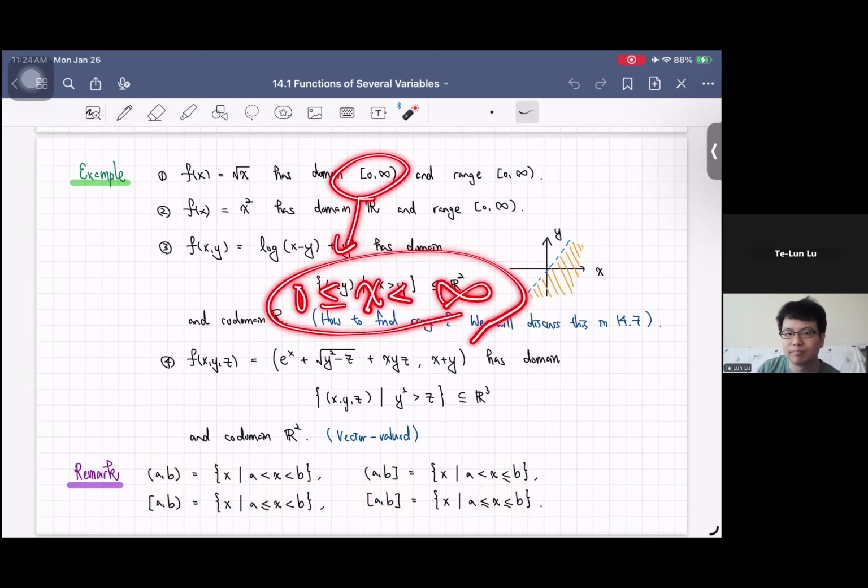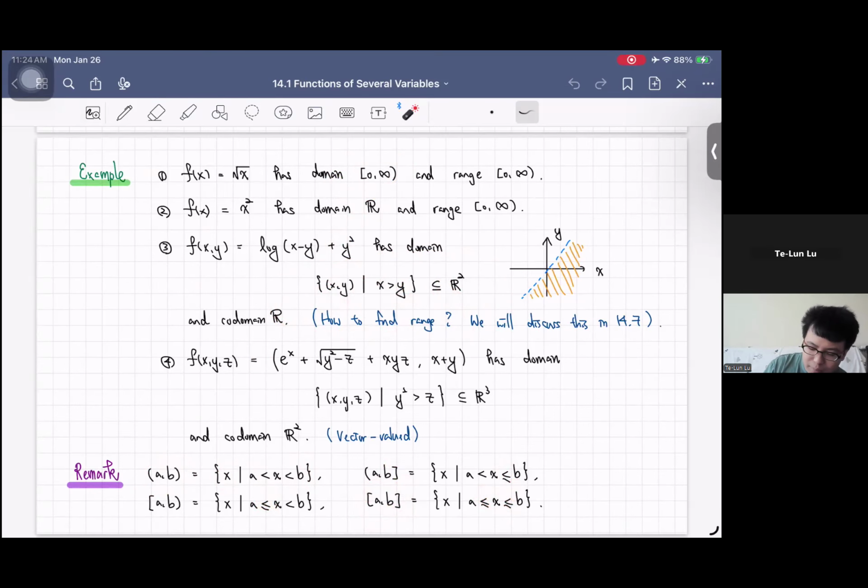Okay. And as I mentioned, the range of that square root function can be any possible non-negative number, right? So for example, if you take this to be 6, you can solve it and you get x equal to 36. So it can achieve any non-negative number, meaning that the range of that function is 0 to infinity, containing 0. And we have mentioned this before.